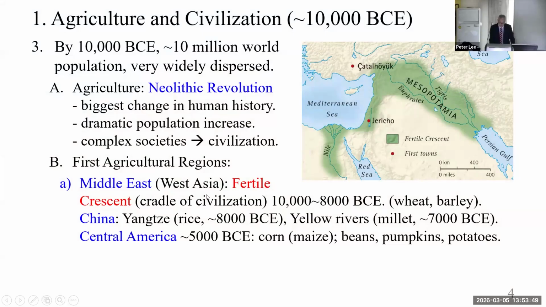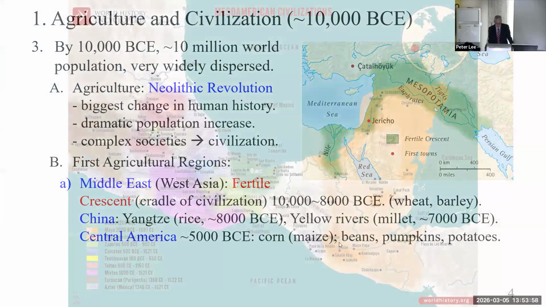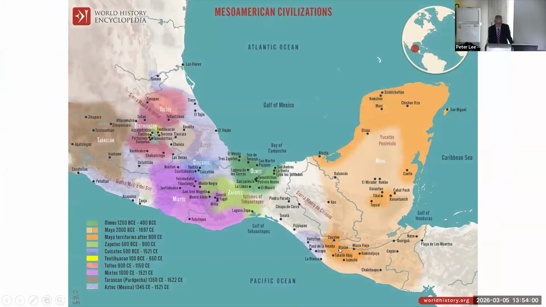And then they talk about Central America, agriculture happening there around 5,000 BCE: corn, beans, pumpkins, potatoes. I'm not going to talk about Central America too much, just very little. So this is apparently yet another major region where agriculture started. And these are all independent places where agriculture naturally developed by human beings.